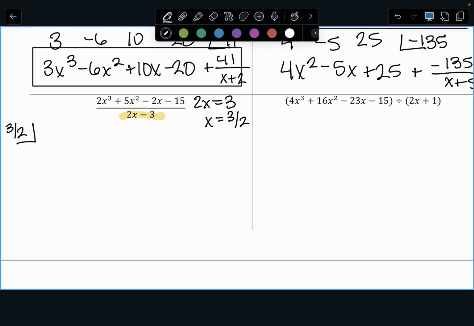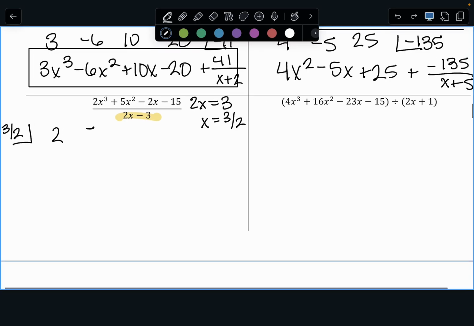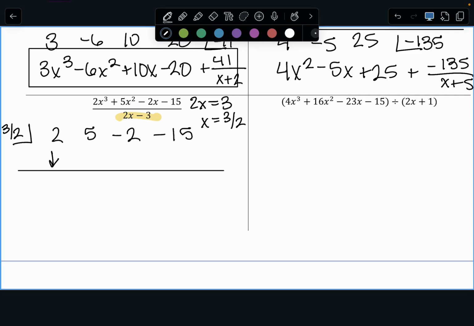My coefficients get lined up on the top. I'm not missing any, so I can just write them as I see them. And I do the same thing. I drag the first term down. Basically, every time you do this with a fraction, your denominator is going to cancel out when you multiply it by this number. So if you're putting fractions in here, double check your work. That probably won't happen. So like here, 2 times 3 halves, my 2's cancel. I just get 3.